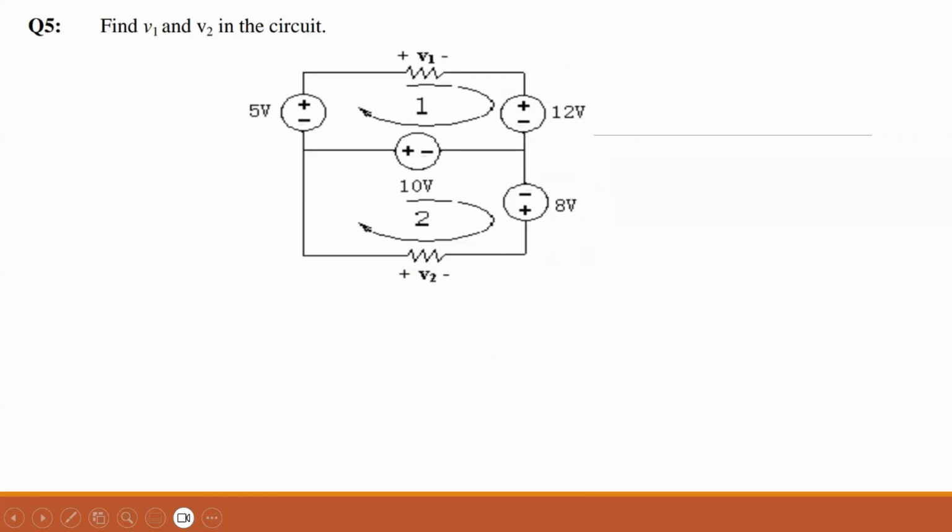Okay, can I give you this for you to do, please? You just need to find V1 and V2.